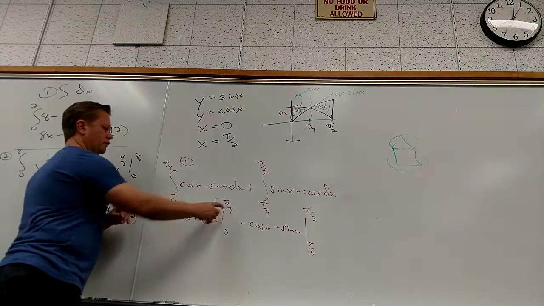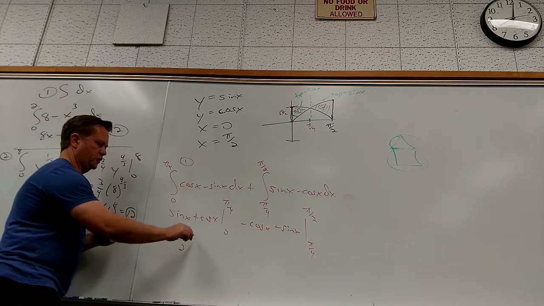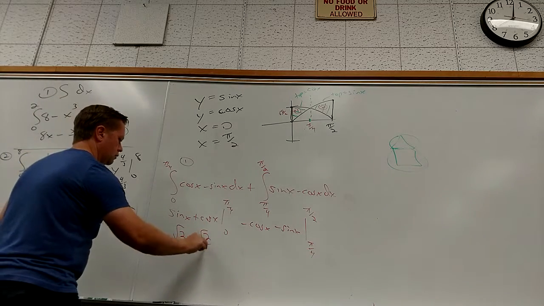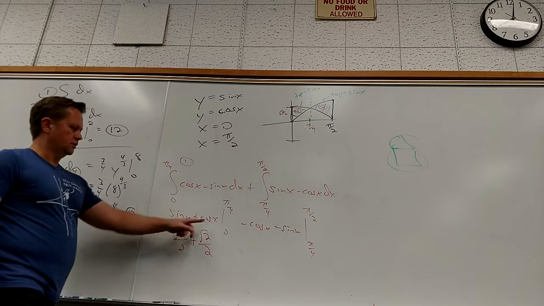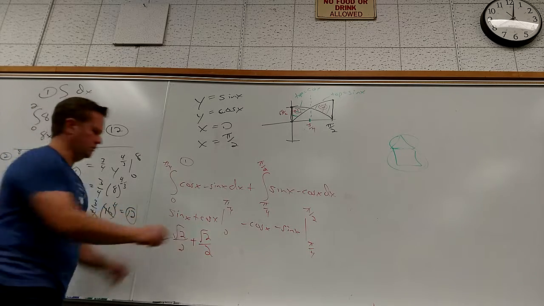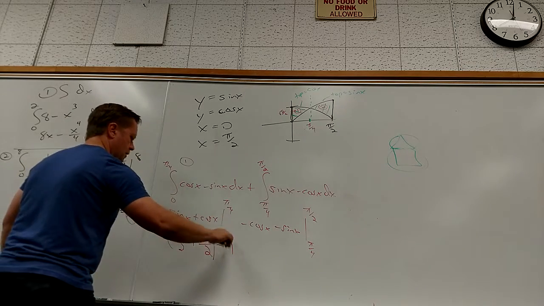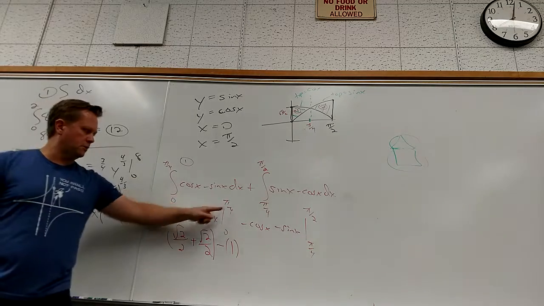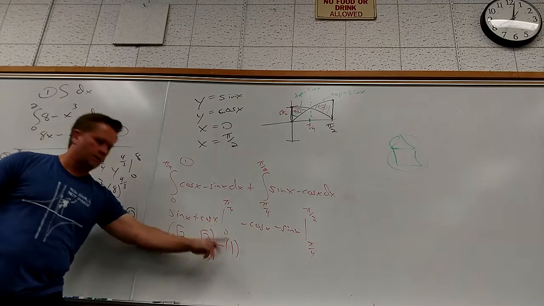So what's sine of pi over 4? Root 2 over 2, and cosine of pi over 4 is root 2 over 2. Sine of 0 is 0. Cosine of 0 is 1. Minus 1, right? Is that cool? That's big F of b minus big F of a. Remember that? So that's what I get when I put pi over 4 in. Bam. And then when I put 0 in, minus what I get. Bam.